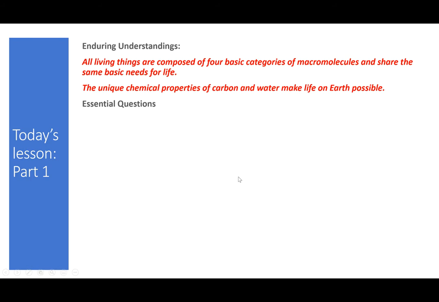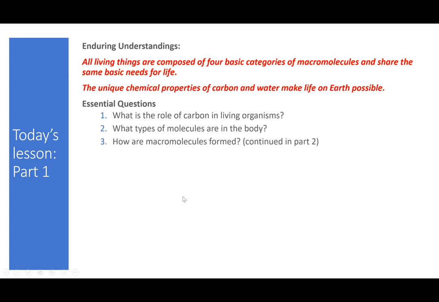Our essential questions. Number 1, what is the role of carbon in living organisms? Number 2, what types of molecules are in the body? Number 3, how are macromolecules formed? And we'll really get more into that in the second part of the lesson. Number 4, how are macromolecules broken down? Same thing, that's more of a part 2.